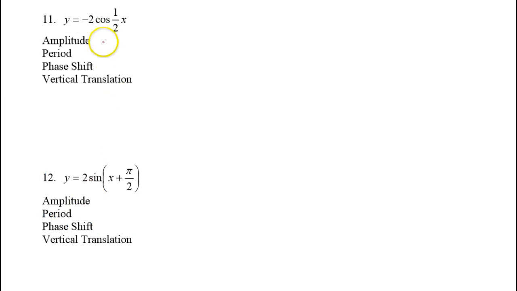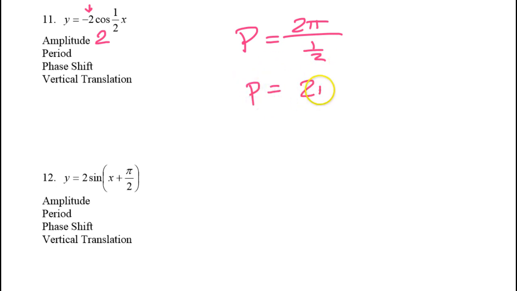Problem number 11 is a little bit extra easy because there is no phase shift. There's no horizontal change. So the amplitude is going to come from the -2. So I'm just going to put +2. Amplitude is always positive. The period, now there is a b value right here, so I know that the period is going to be 2 pi divided by that b value. So I have to multiply by the reciprocal, so this will be 2 pi times 2, so therefore the period is going to be 4 pi.